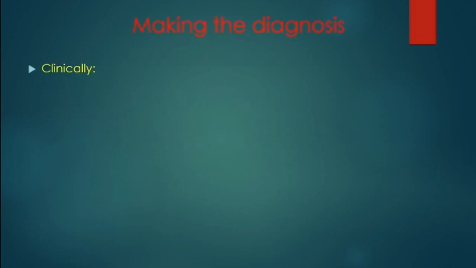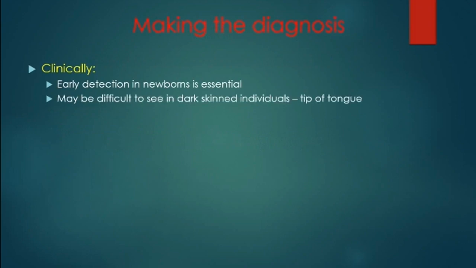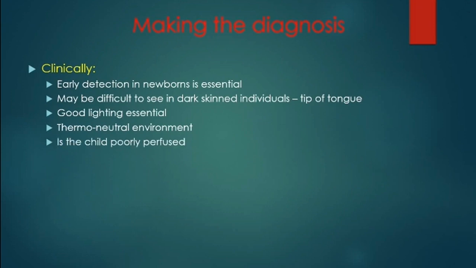It's important to know how to elicit cyanosis. At first, I need to diagnose cyanosis in neonates as soon as possible. And it's very essential that we know that a dark complexion can affect the evaluation of cyanosis. So I need to check the tip of the tongue. Good lighting is important. I need to check in a thermoneutral environment because a cold room temperature may cause peripheral constriction and peripheral cyanosis. If the child is poorly perfused due to hypoxia or hypotension, it may also cause peripheral cyanosis.